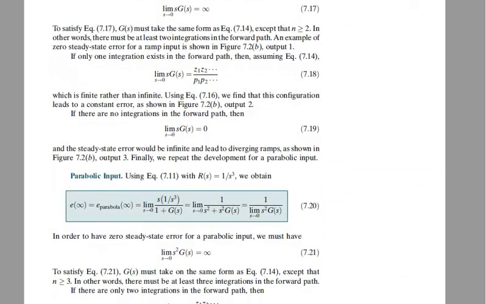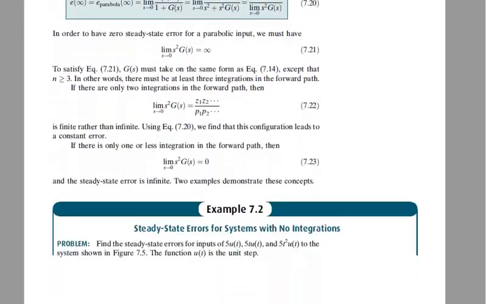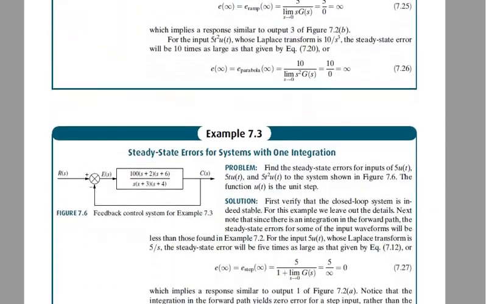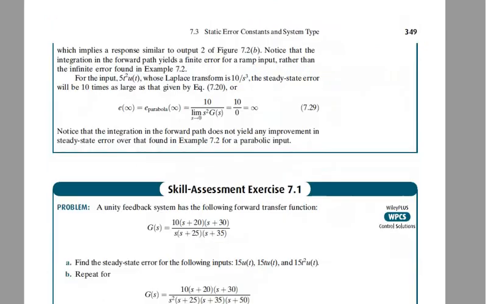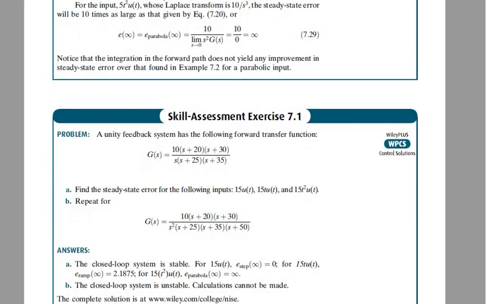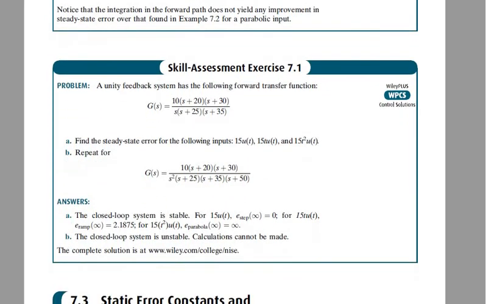Now let's do another example. Now this is a laboratory skill problem. You have to do it yourself. I just guide you how you can do it. So we have a unity feedback system and g of s is given. Find the steady state error for the following inputs. We have 15u, we have 15tu, and we have 15t square u of t.